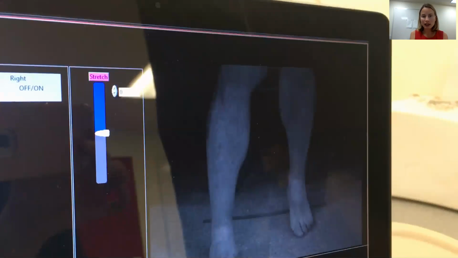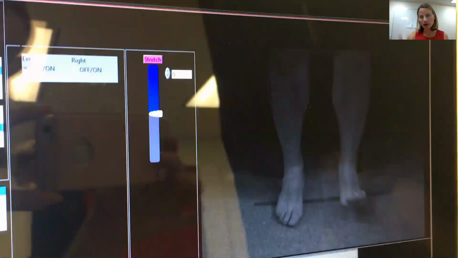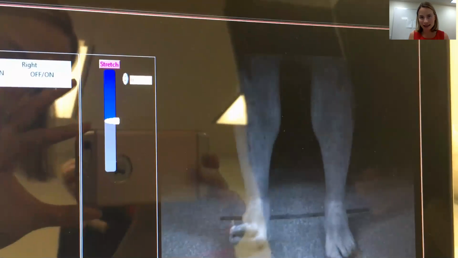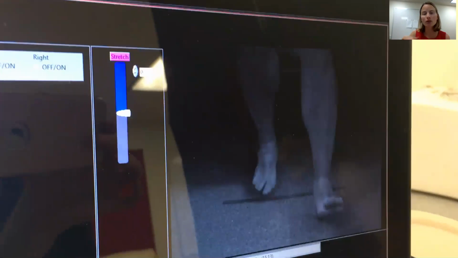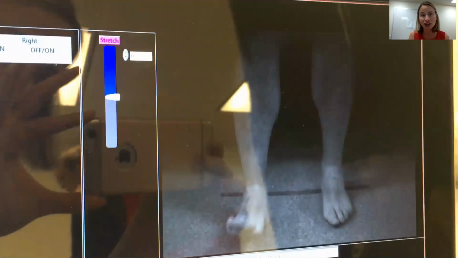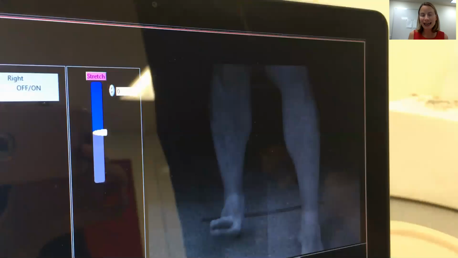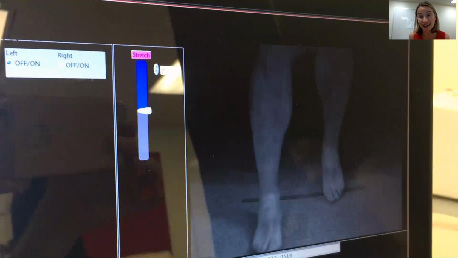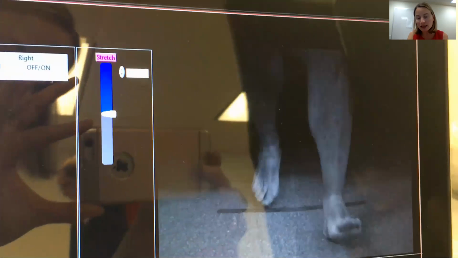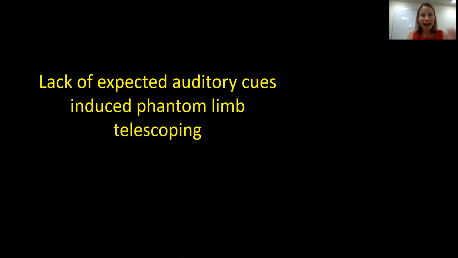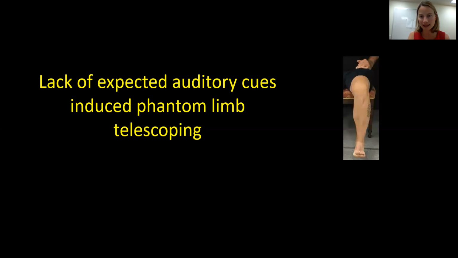And in this case, you'll notice that his right intact limb is touching the ground. So he hears the auditory sound and has tactile feedback of it touching the ground. But that auditory and tactile input is missing on the other side. And what was intriguing is that when that was missing, that lack of expected auditory and tactile cues actually induced phantom limb telescoping. Telescoping is when you suddenly have a feeling that almost the end of the phantom limb is being drawn up into the stump.